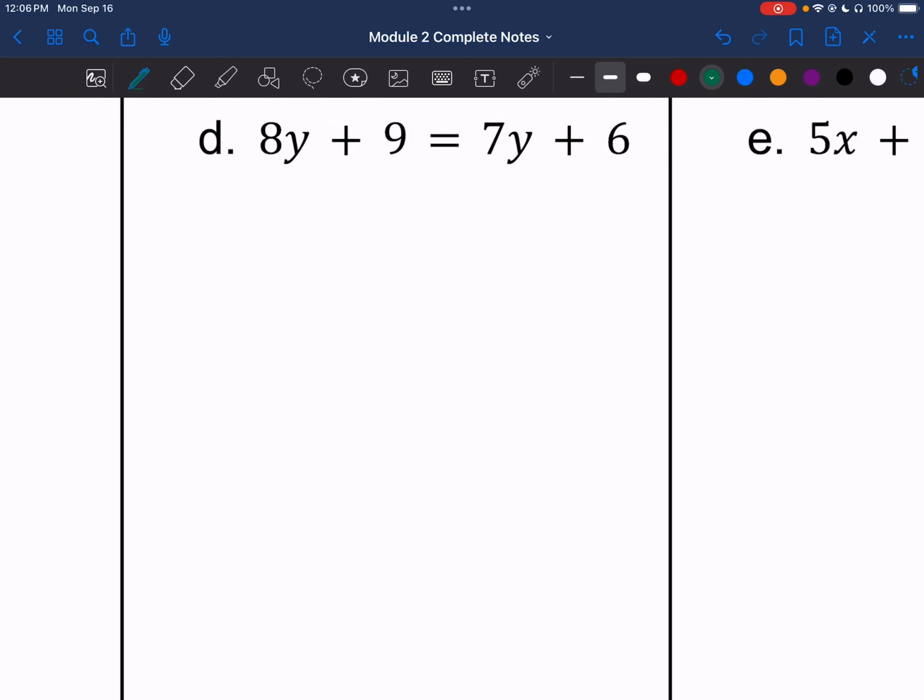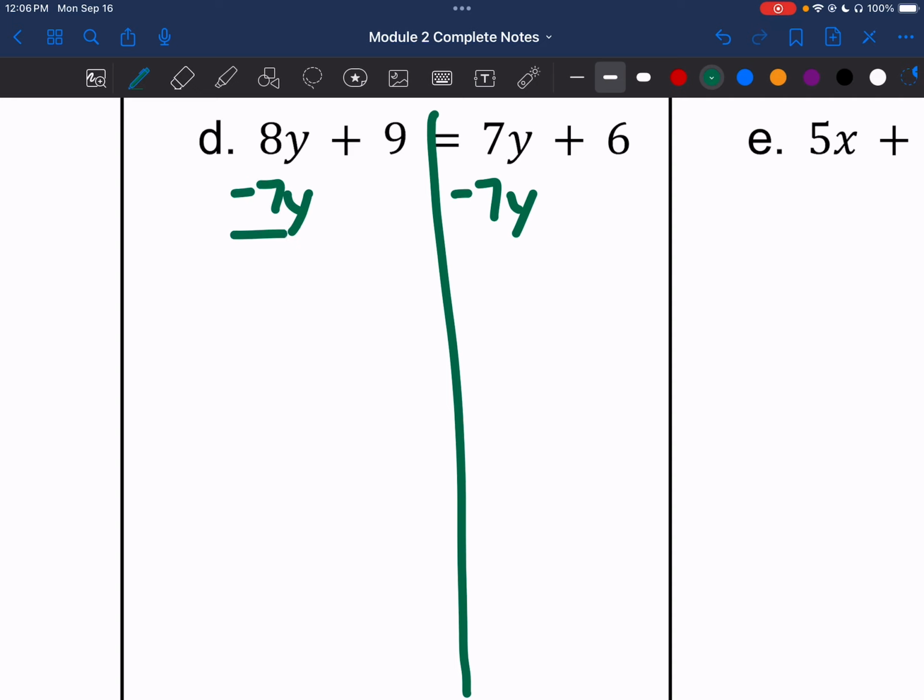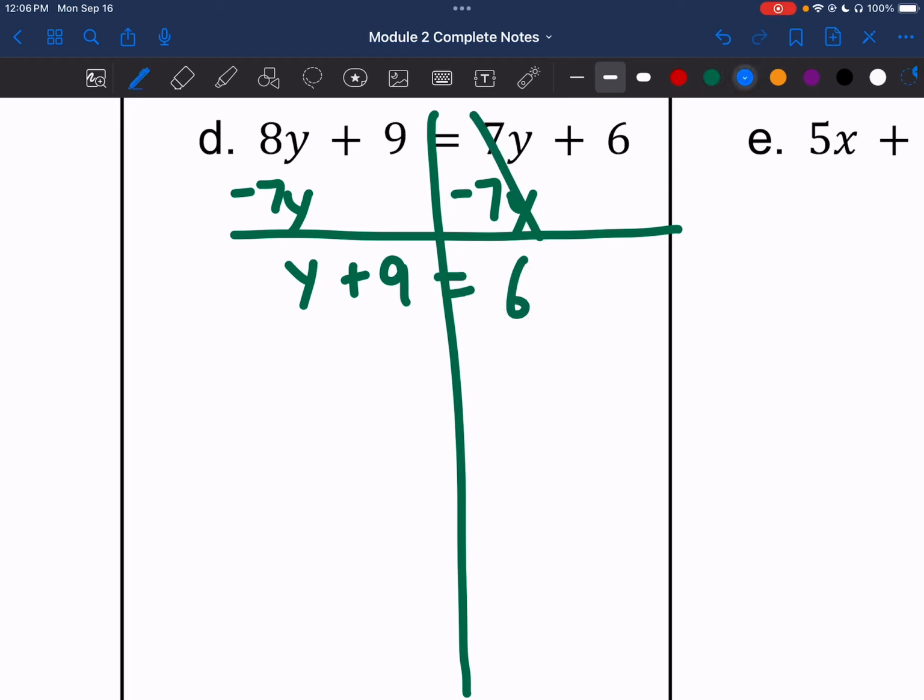Okay, letter D, we start off with our dividing line down the center. And I have more y's on the left than I do on the right, so I'm going to subtract 7y from both sides. And we get that y plus 9 is equal to, that cancels out, and we're equal to 6. So now I'm going to subtract 9 from both sides, and I get y is equal to negative 3.